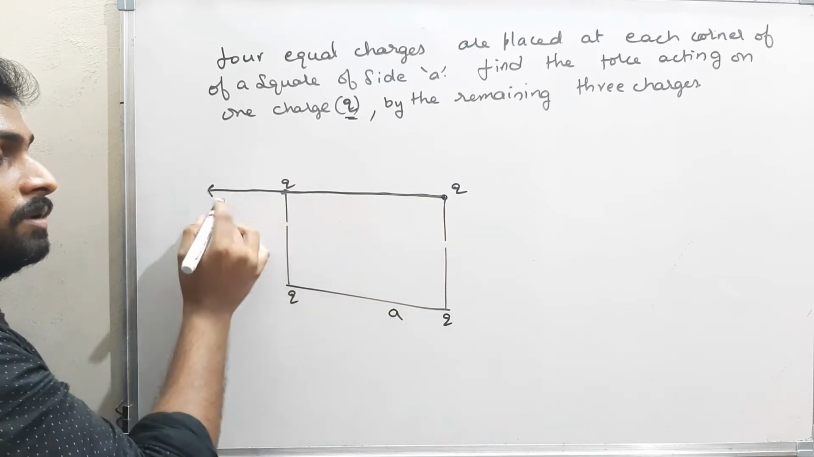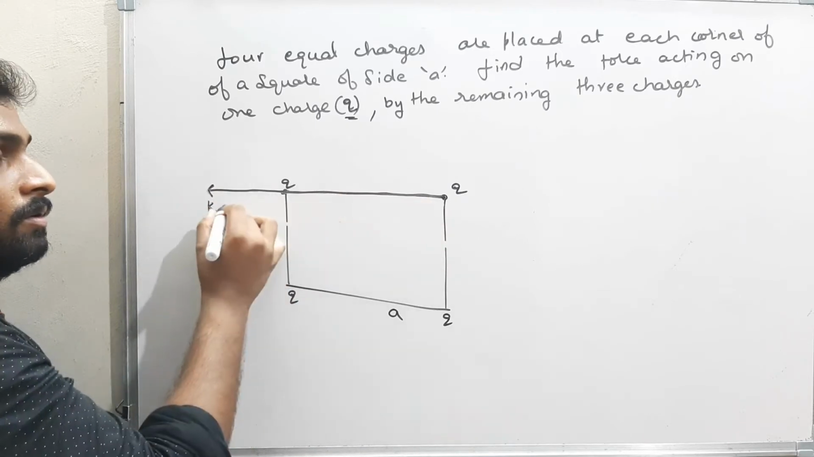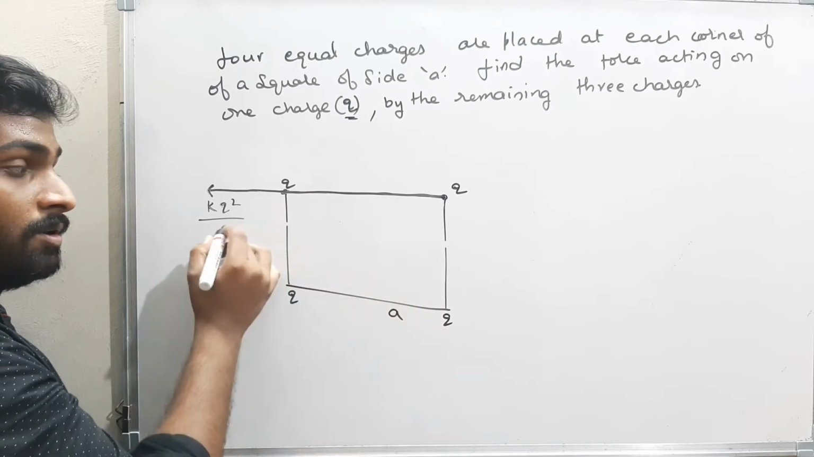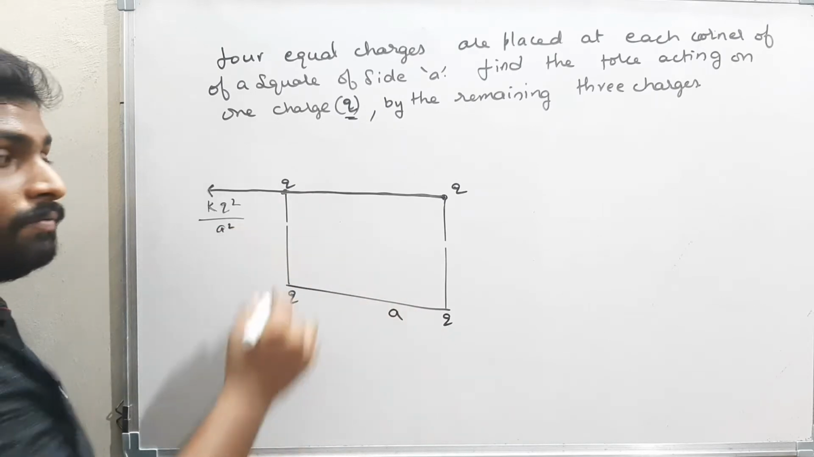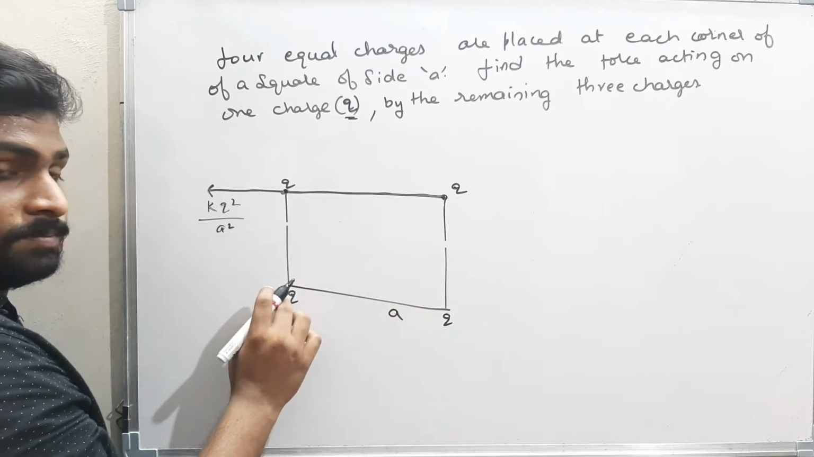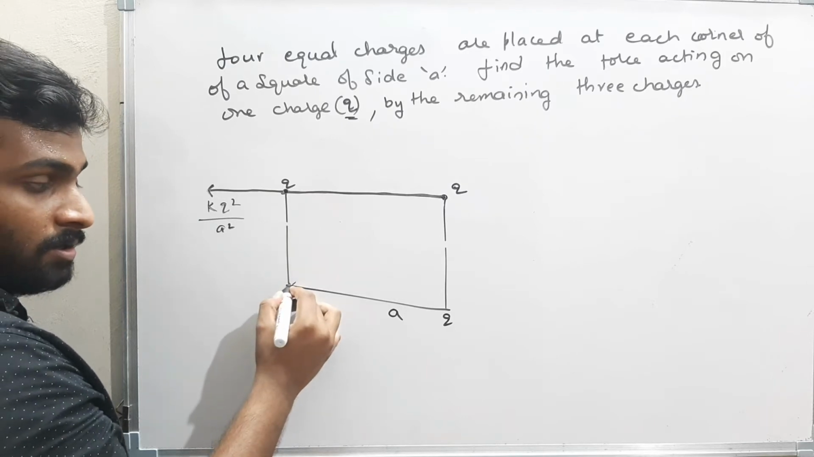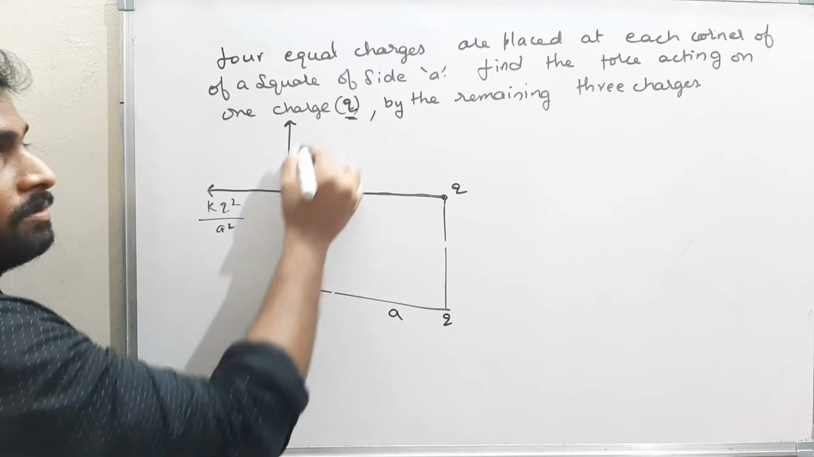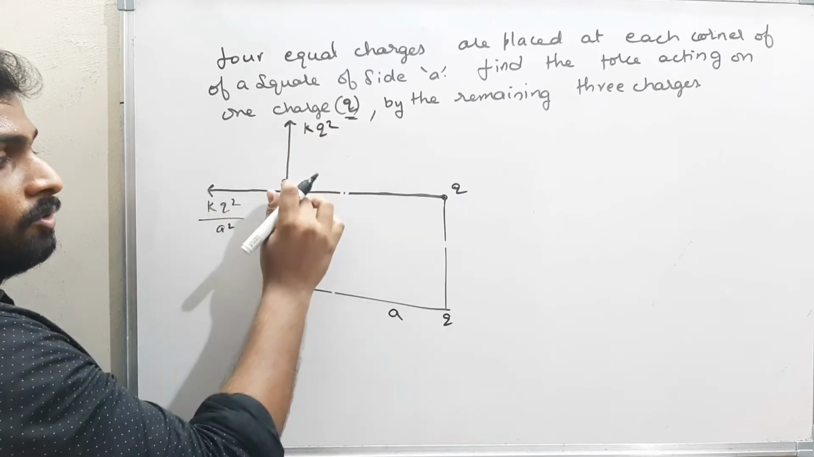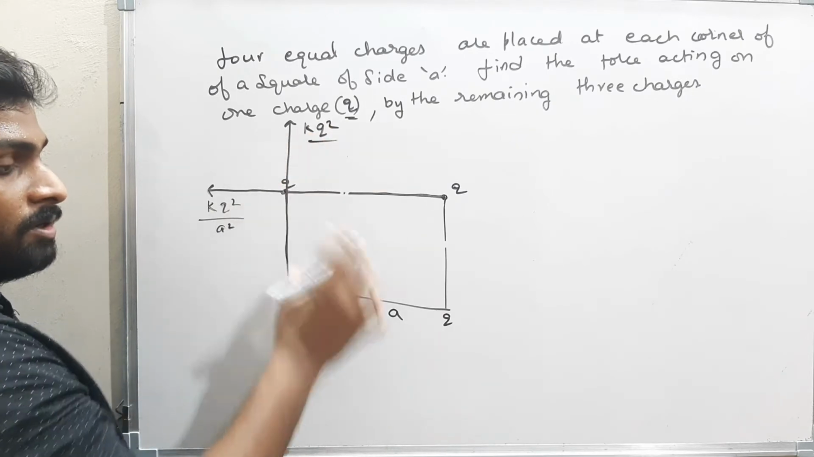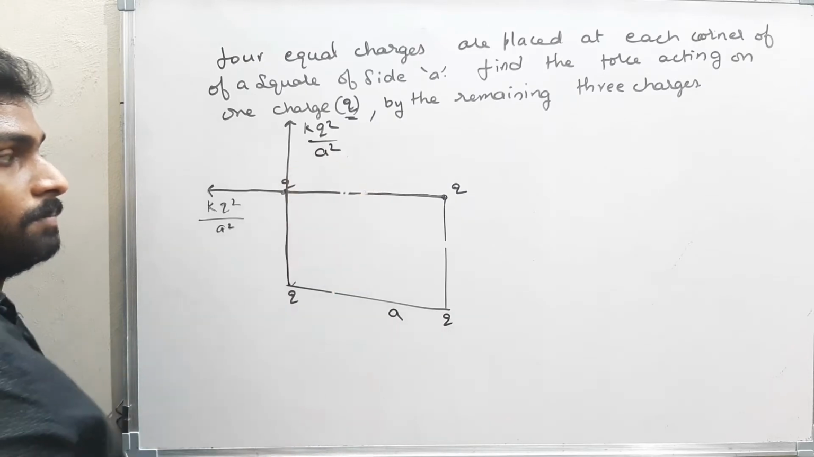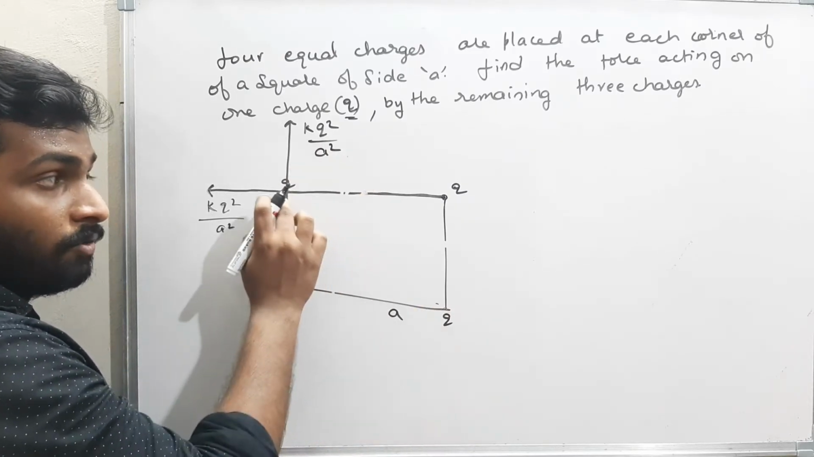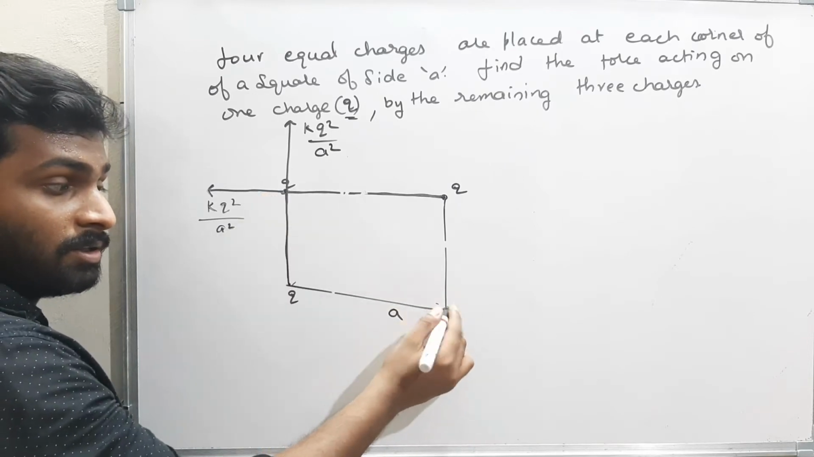Now what is the force? K, Q square by, what is the distance between them? The distance is nothing but A. Therefore it is K Q square by A square. Now what is the force on this charge Q by this charge? By this charge, that is in this direction. What is the value? K, Q into Q is Q square by, what is the distance between them? That is nothing but A square. Now same with this one. The force acting on this charge by this third charge, that means in this direction.